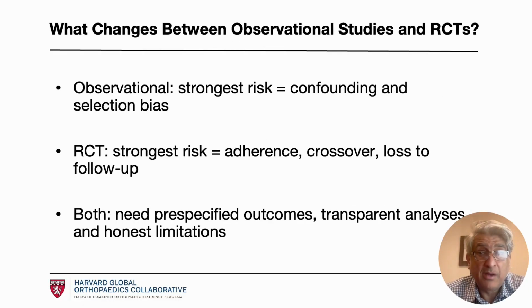What changes between observational studies and RCTs? This slide frames why reporting checklists exist. Observational studies need clear definitions and confounder handling. Trials need allocation, concealment, blinding if possible, and CONSORT flow. Both of these need pre-specified outcomes, transparent analyses, and honest limitations.